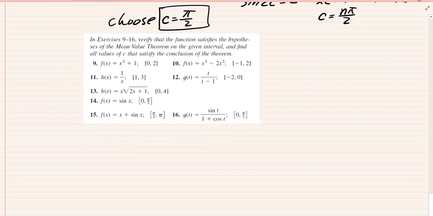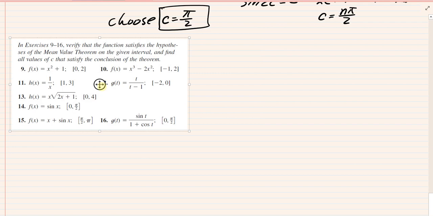Now let's take a look at this next example in this next segment. In exercises 9 through 16, verify the function satisfies the hypothesis, this time of the mean value theorem, on a given interval, and find all values of c that satisfy the conclusion of the theorem. Now remember again, the hypothesis of the mean value theorem was that f must be continuous on a closed interval and differentiable on the open interval. That's it.